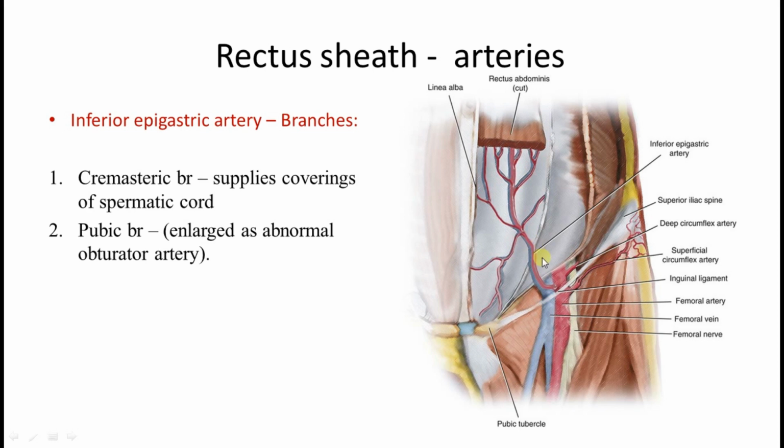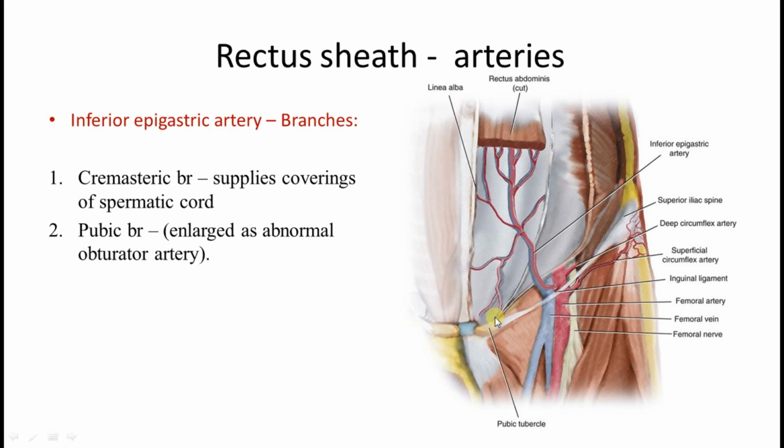Mainly it gives the cremastric branch, which will enter the spermatic cord and mainly supplies the structures of the spermatic cord. You have three arteries in the spermatic cord. One is the testicular artery, another is the artery to the vas deferens, and this is the cremastric artery.